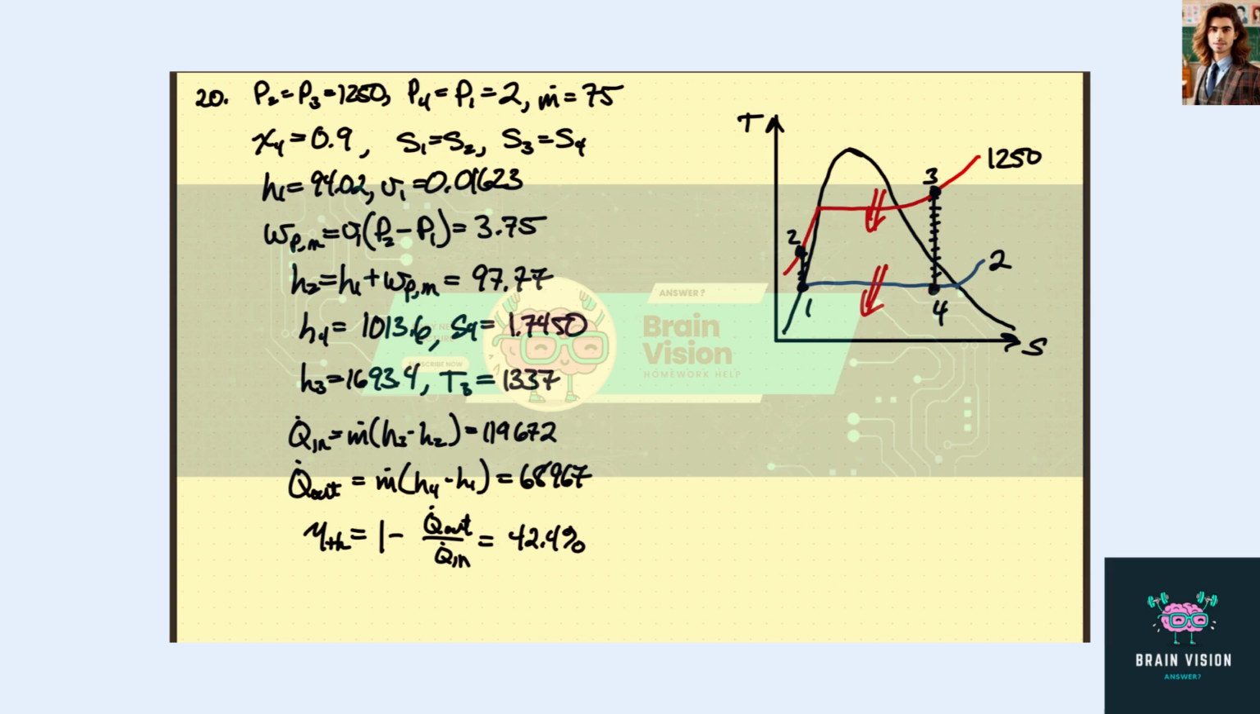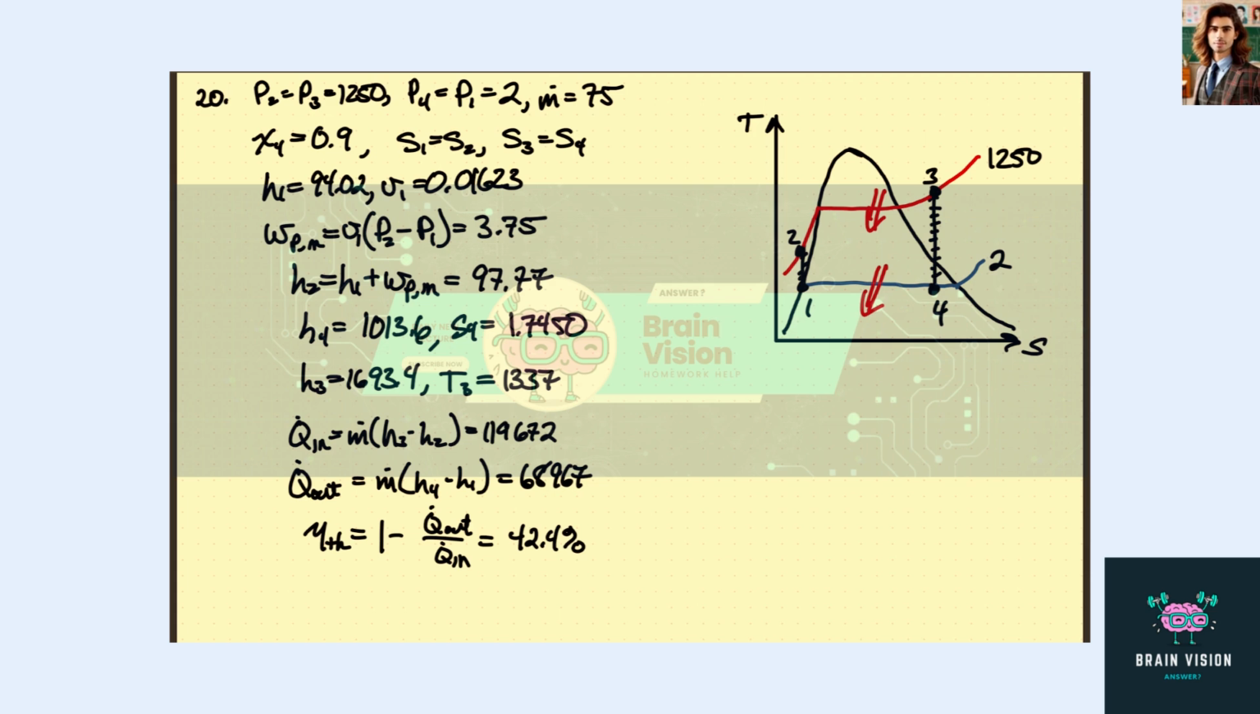I don't see where they actually said it, but I think we need to assume that, since we're not given any efficiency numbers here, these are ideal. We have to assume these are isentropic, or we can't proceed. So we're going to say the turbine and pump are isentropic.